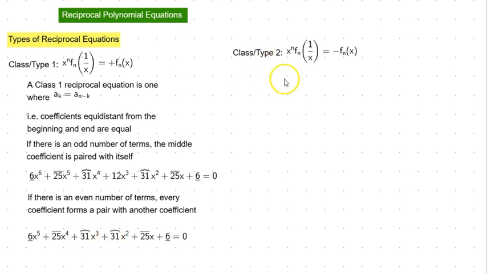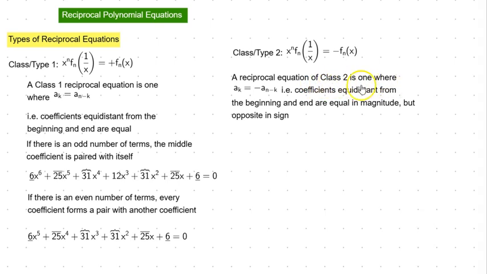Now let's come to type 2. Here, when we apply the reciprocal transformation, we get the negative of the original equation. A reciprocal equation of class 2 is one where a sub k is equal to minus a sub n minus k. That is, coefficients equidistant from the beginning and end are equal in magnitude but opposite in sign. So again, an example: x to the power of 5 minus 5x to the power of 4 plus 6x cubed minus 6x squared plus 5x minus 1 equal to 0.